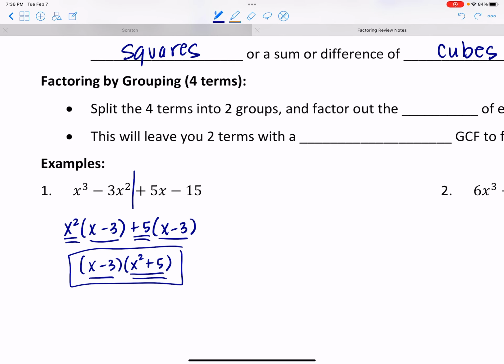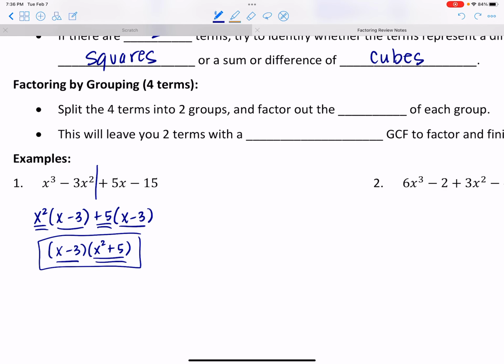Okay, so the idea with grouping is you're going to split the 4 terms into 2 groups. I do that with a vertical line, but you don't have to. What you're trying to do is factor out the GCF from each group, and that's going to leave you 2 terms, and those 2 terms are going to have a binomial GCF that you can then factor out to finish up the problem. So you're looking for a GCF, factor it out, and then you're taking out a GCF again. It's just a binomial GCF. You factor that out, and then you're done.